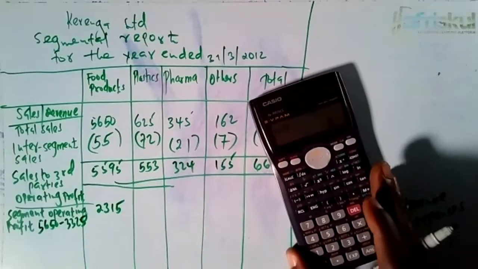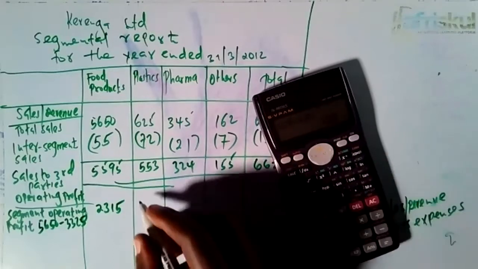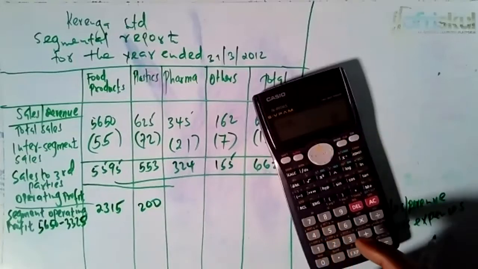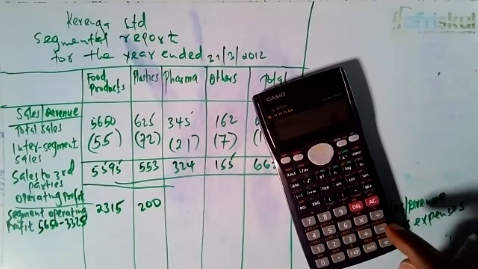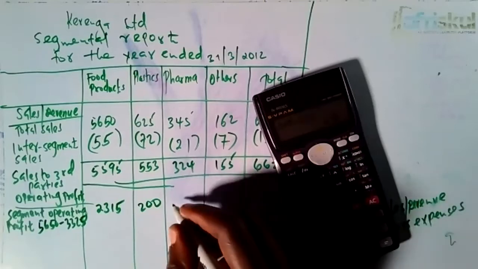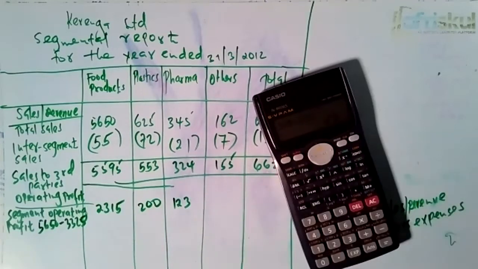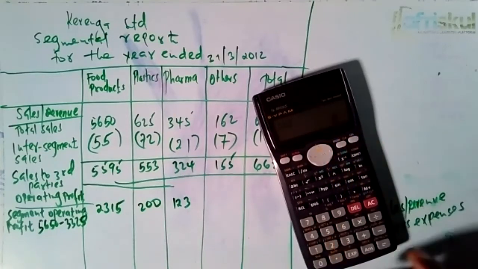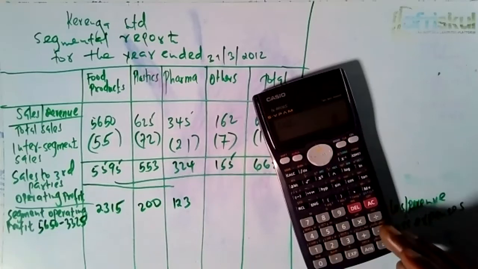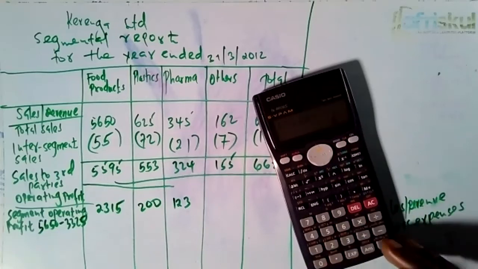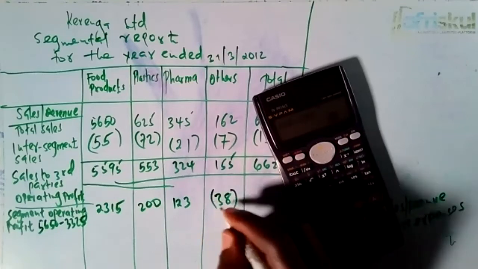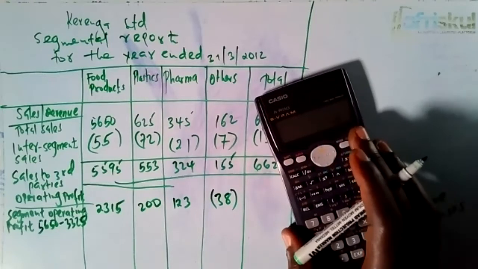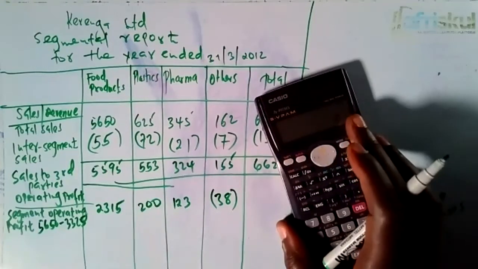625 minus 425. That is 200. Then we have 345 minus 222. So that is 123. Then the next one is 162 minus 200. So that is a loss of 38. So you take sales minus the expenses you have for the specific segments. That is how we arrive at the relevant segment operating profit.